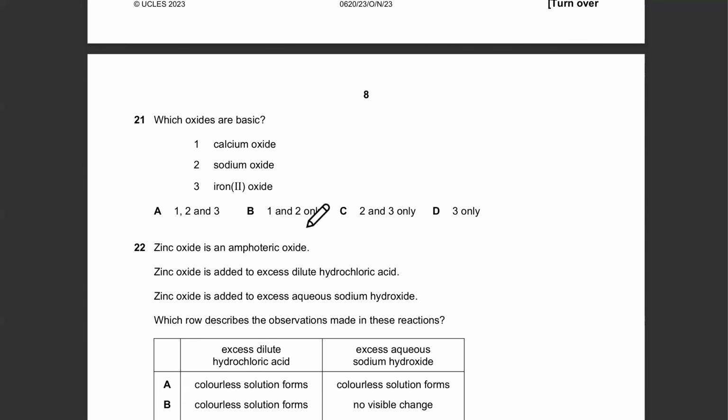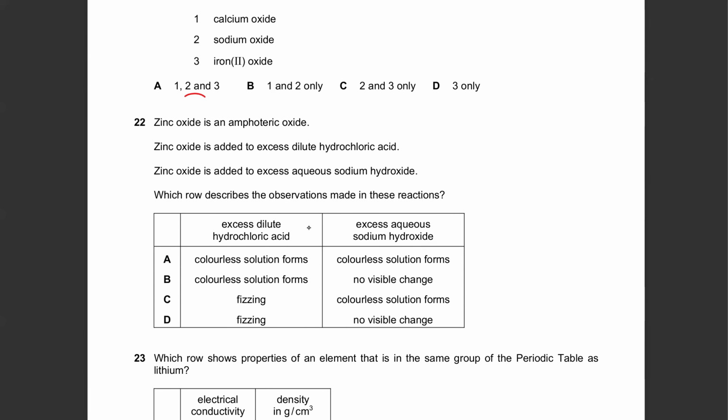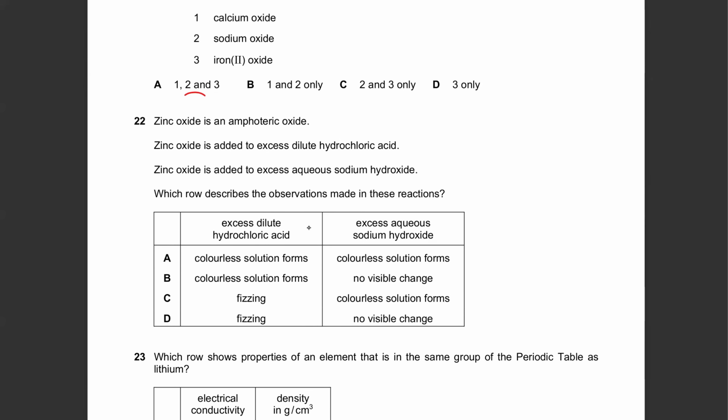Which oxides are basic? Which of these oxides? All of them are basic. Yeah, they're all metal oxides, and they're all basic. Zinc oxide is amphoteric. Zinc oxide is added to HCl. It's also added to NaOH. Since it's amphoteric, it should react, I guess.